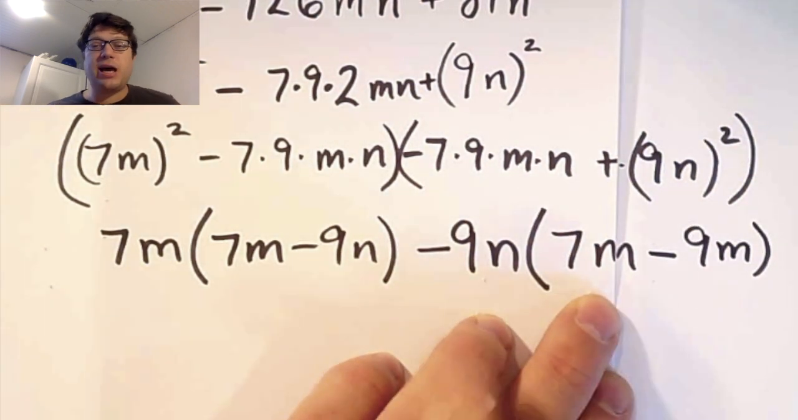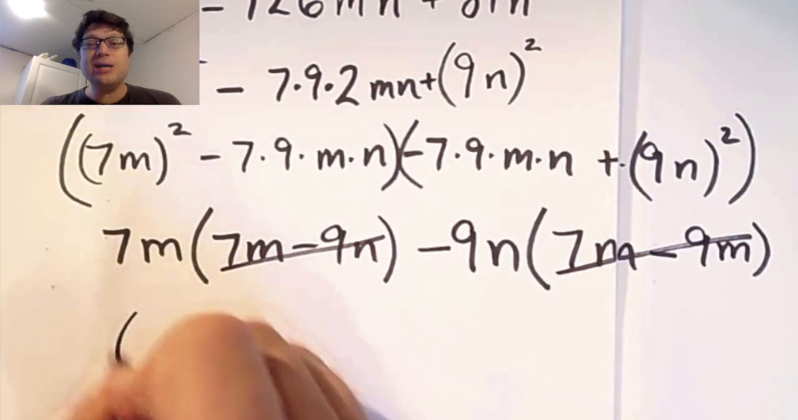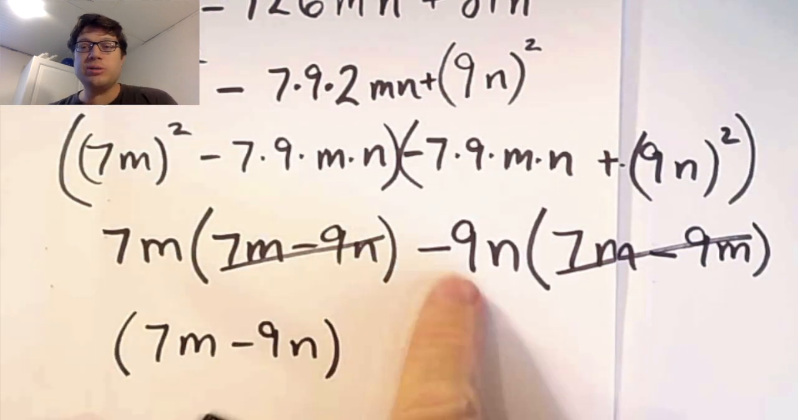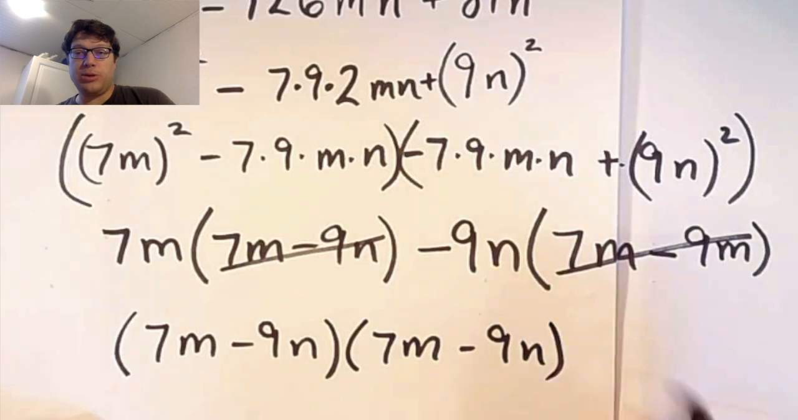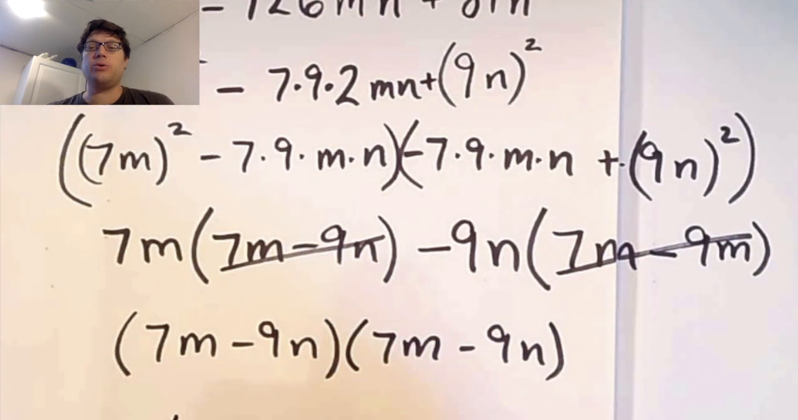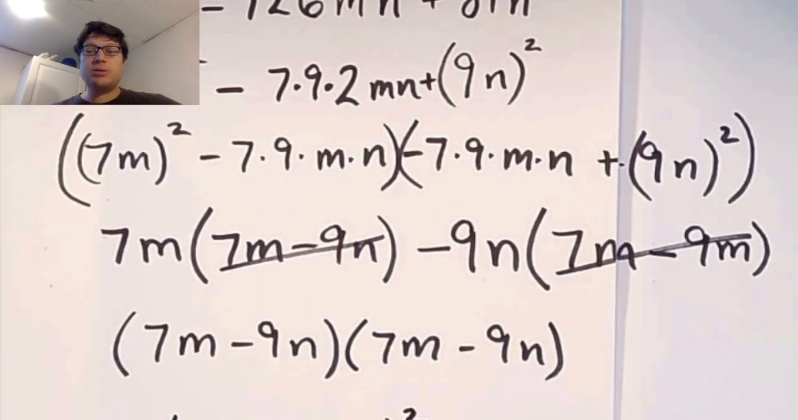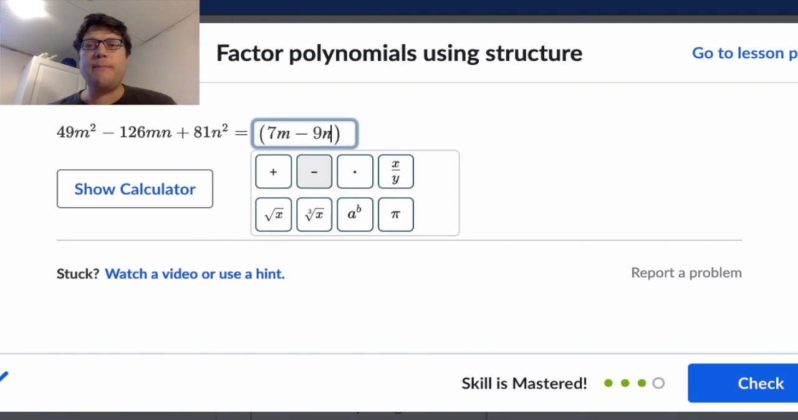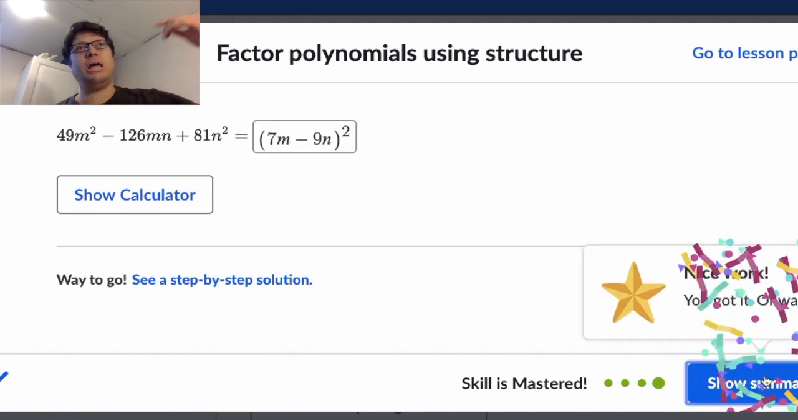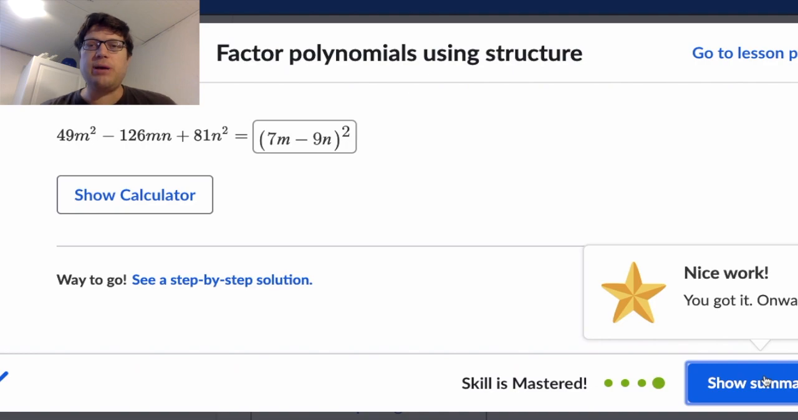And I'm factoring out things that they have in common. In the first grouping, 7m is common to both of those terms. In the second group of parentheses, negative 9n is common to both of those terms. So if I factor that out, both of them leave me with 7m minus 9n. And they factor together to make 7m minus 9n. So there's really 2 of them. It's really squared.